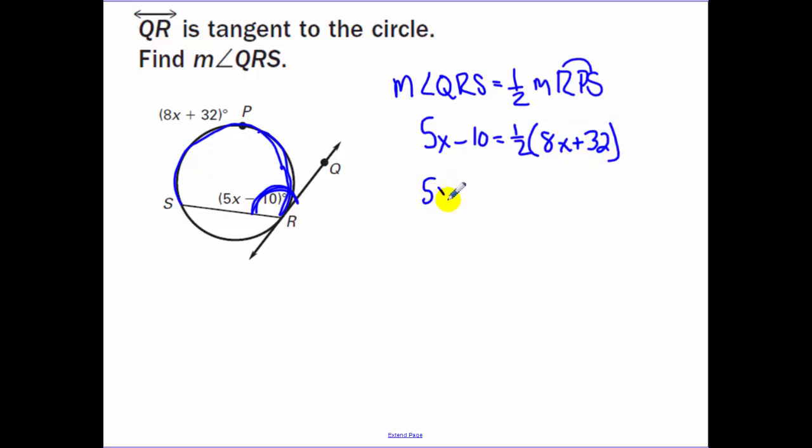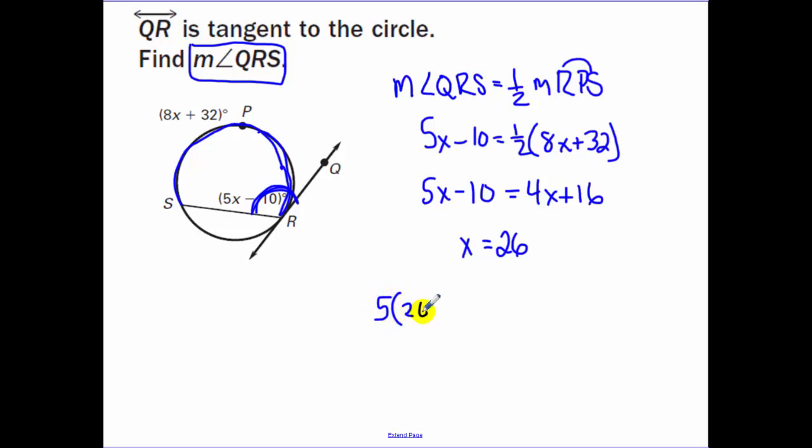All right, I'm going to go through and distribute the 1/2, so that's 4x plus 16. I'm going to subtract the 4x over to get an x, add the 10 over to get a 26. Now realize that's what x equals. I need to find the measure of QRS. So I need to plug 26 back in to 5 times 26 minus 10, and we get 120.